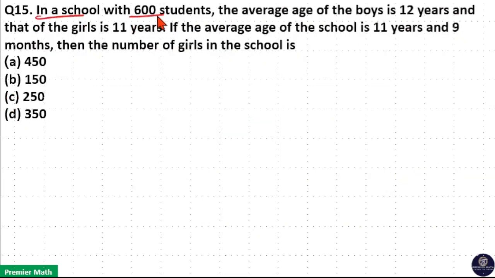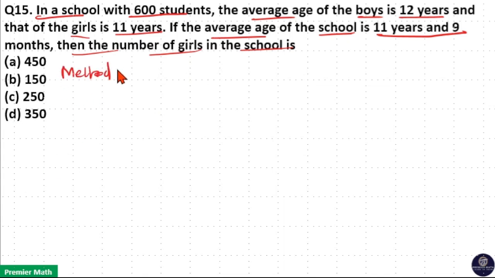In a school with 600 students, the average age of the boys is 12 years and that of girls is 11 years. If the average age of the school is 11 years and 9 months, then the number of girls in the school is. Here this question can be done in 3 different ways. Method 1 is ratio method. Here, number of girls plus boys is 600. Consider number of boys as B, number of girls as G. Then B plus G is 600.